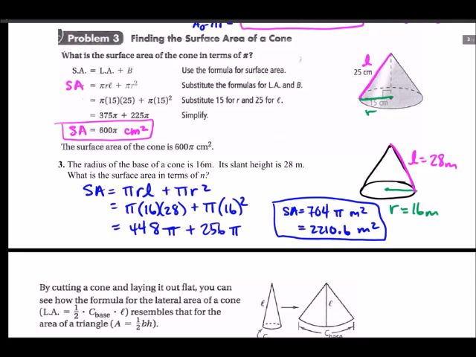This was an easy problem. I just drew my cone. The radius of the base is 16 meters. The slant height is 28 meters. Surface area, wrote my formula, substituted in. We wanted it in terms of pi. So I got 704 pi meters squared, and I can also put that in my calculator, multiply by pi, and I got 2,210.6 if we wanted a decimal. So once again, our circular solids are much easier, and that is why they are special.